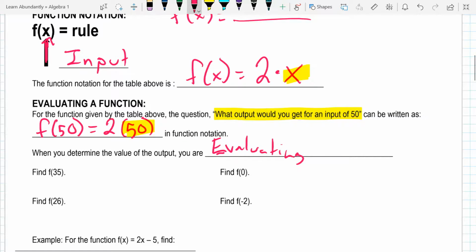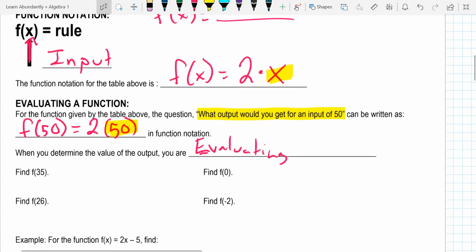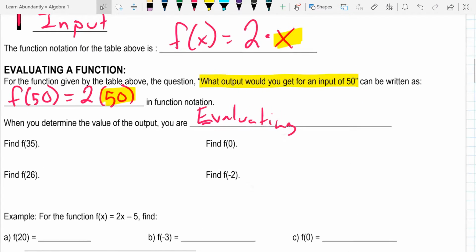Now, I get that question a lot. Some of my students will see it on a test or a quiz, and they'll have a moment where they go, uh-oh, it says evaluate, and I don't even know what evaluate means. It just means we're going to plug in our input and get a new output. We're going to try it. We're going to use the same function.